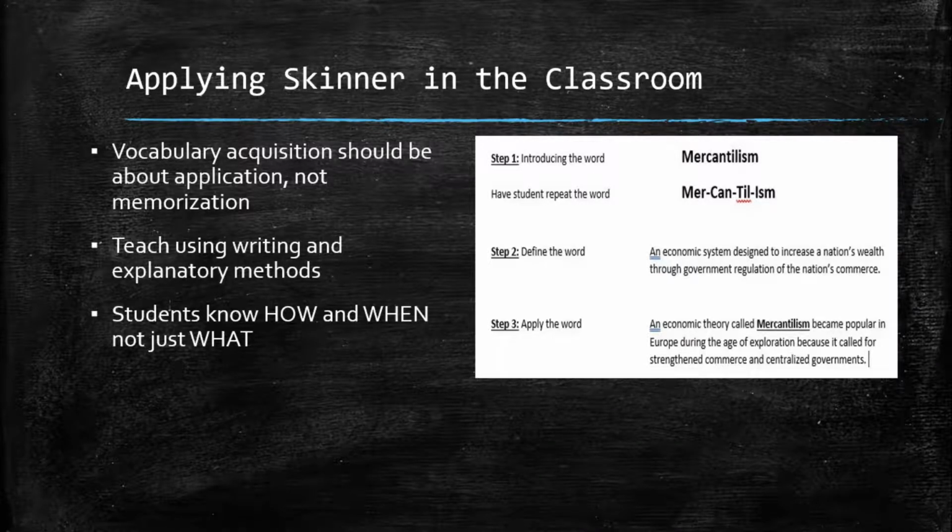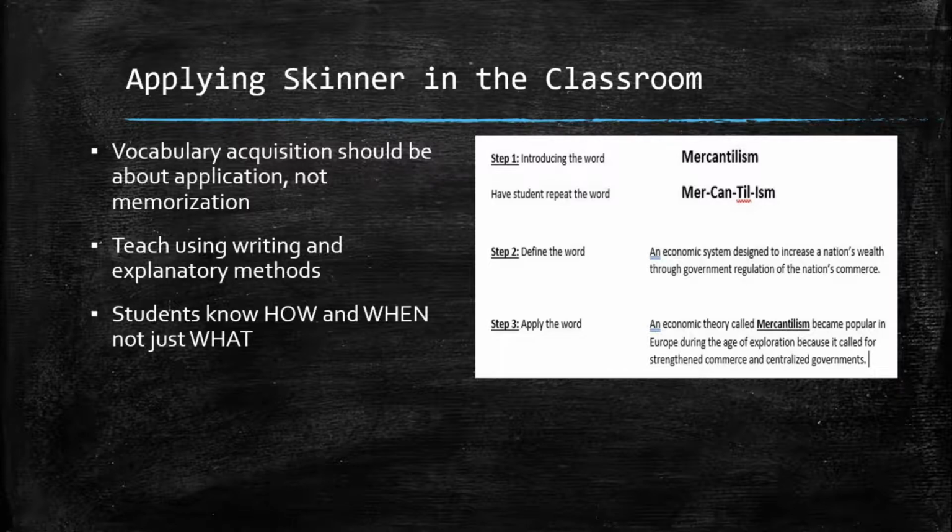So for this example, from our curriculum, step 1 is introducing the word. So I chose the word mercantilism. In this step, we're going to introduce the word. We're going to have the student repeat the word. It's broken down there into different syllables, so they can understand the English way of saying this word, developing that language, developing the way of saying words. Step 2 will define the word. So an economic system designed to increase a nation's wealth through government regulation of the nation's commerce.